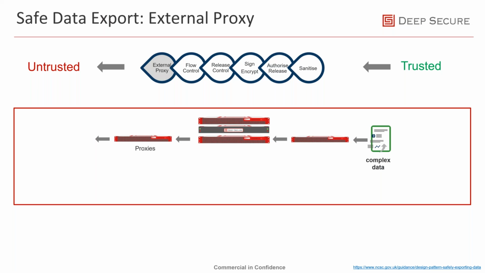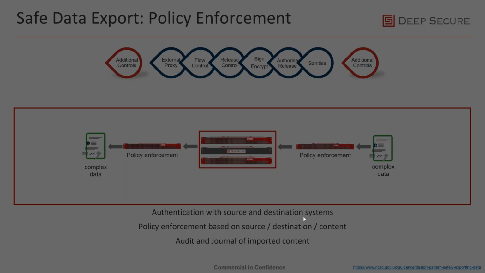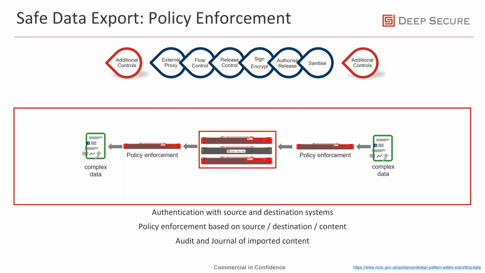And then finally, the data can be passed to the destination. So an external facing proxy delivers the data to the destination, meaning that you don't have a direct connection into your protected network. So the IX appliance and the policy enforcement guards provide those external proxies for SMTP, HTTP, and file transfer. Again, as for data import, those controls can be augmented with additional controls using the policy enforcement guards. So again, policy enforcement looking at the content and determining whether stuff can go out based on source and destination and the content of that data, and then adding journaling and auditing to what's going out as well.